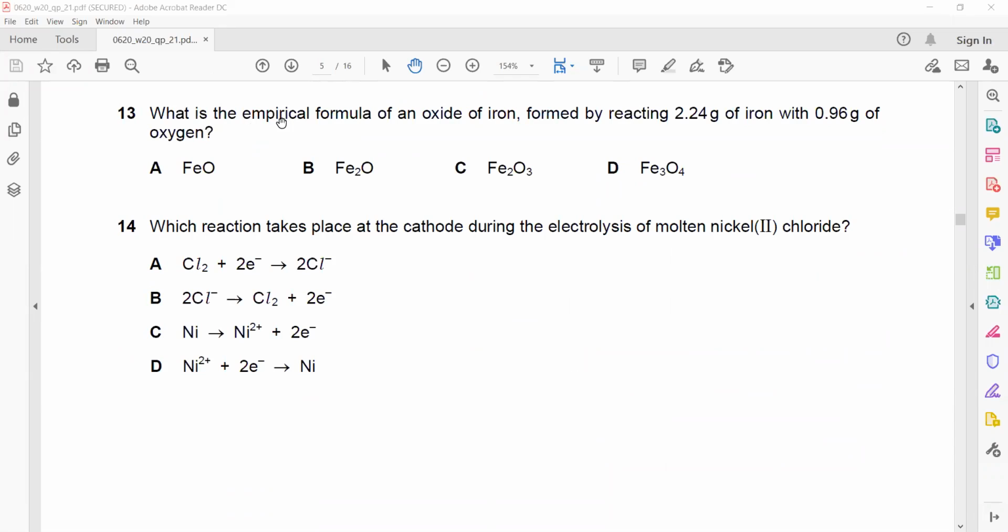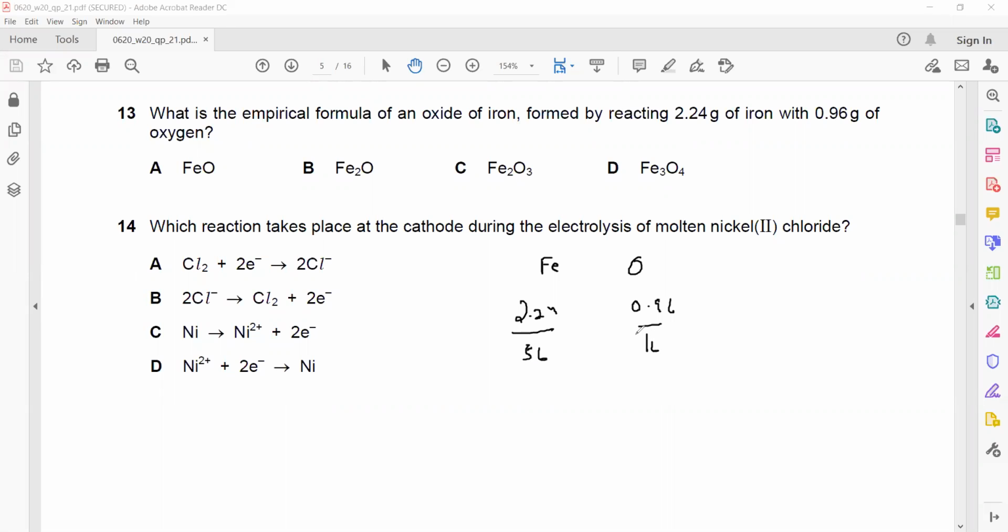Question 13. What is the empirical formula of an oxide of iron formed by reacting 2.24 grams of iron with 0.96 gram of oxygen? So you need an empirical formula. To get an empirical formula, mass can be given, or percentage can be given. You will use the same method even if there was a percentage. So iron is 2.24 and oxygen is 0.96. You divide by atomic mass, so iron is 56, oxygen is 16.